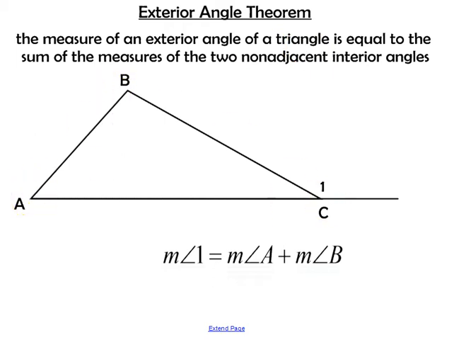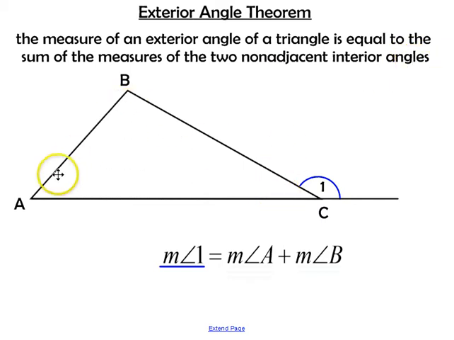We have our triangle ABC, but if you see this side that extends past the vertex of the triangle, what happens is it creates this exterior angle. So we're talking about this exterior angle, the measure of angle 1. Now it says it's equal to the sum, which is addition, of the two non-adjacent interior angles.